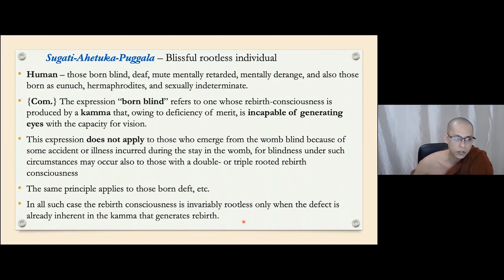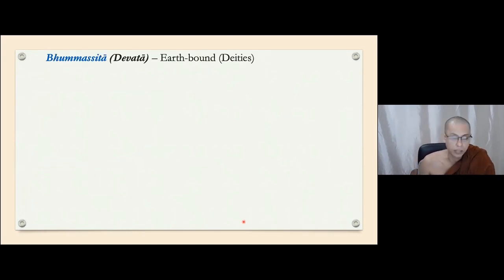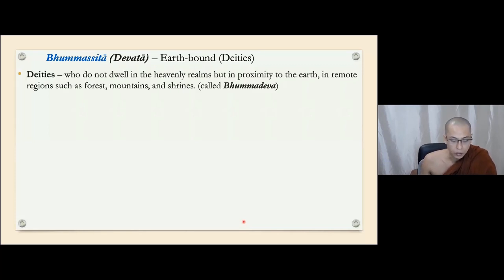Another type of being I would like to talk about is the Bhumasita Deva. This is quite interesting. Earth-bound deities, although they are regarded as divine beings, celestial beings, are not dwelling in the heavenly realms, but in places close to the earth, dependent on the earth. So sometimes their mansion or their residence is on earth.